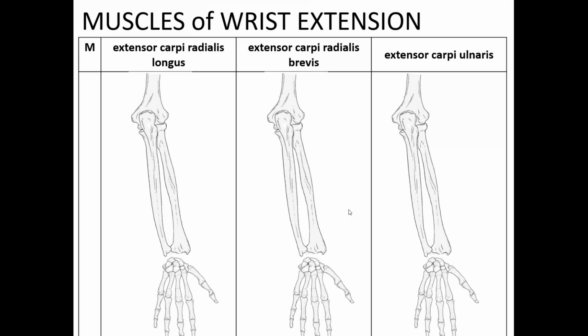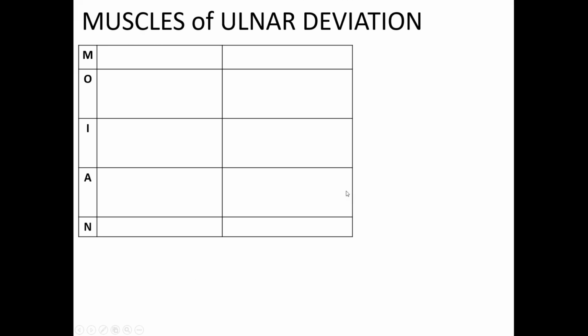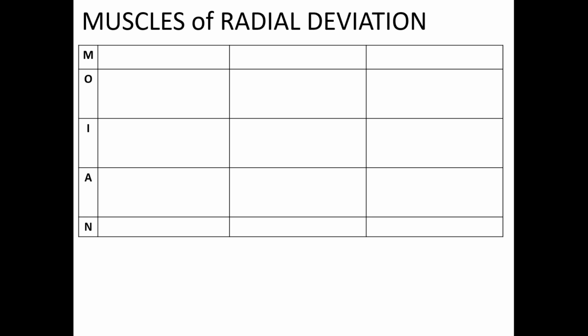And that's it for the muscles of this unit. There's just 6. And here we are, muscles of ulnar deviation. I left them blank because there are 2, and you should be able to fill them in. We already talked about them. It was the ones that had ulnaris in it. Radial deviation, the ones that had radialis in their name.